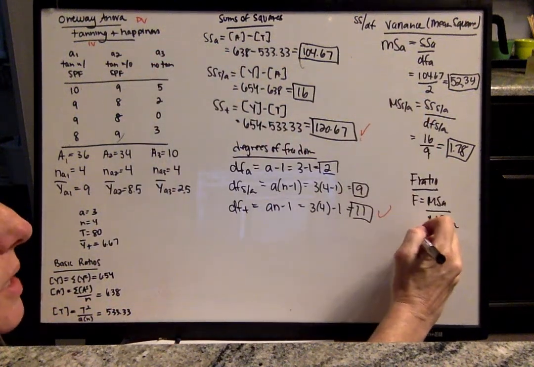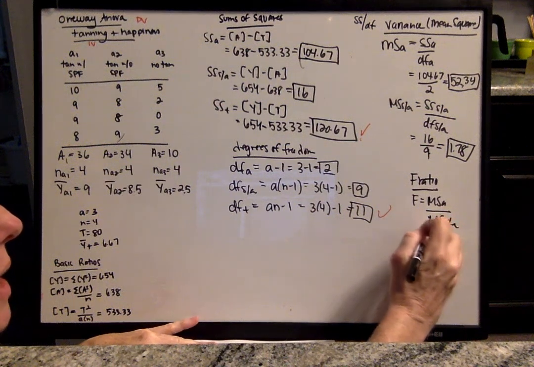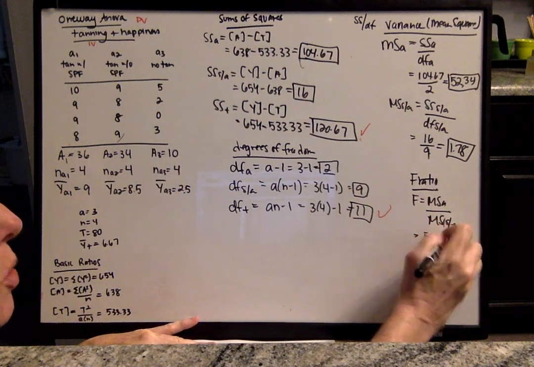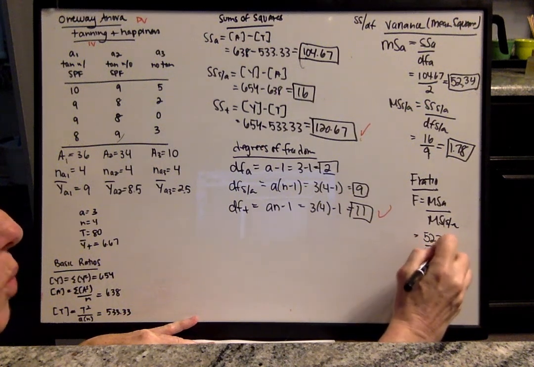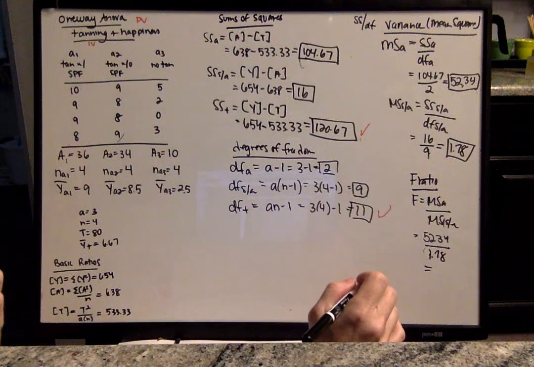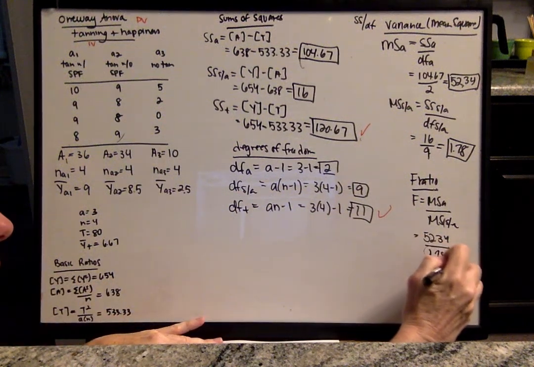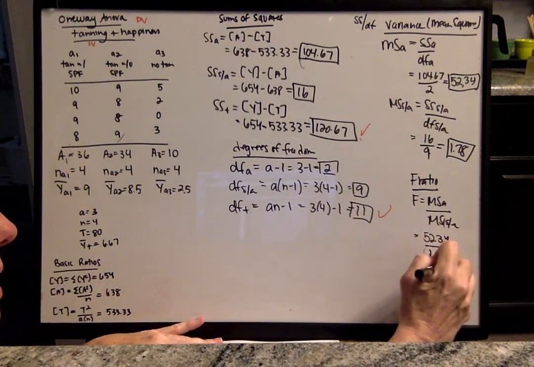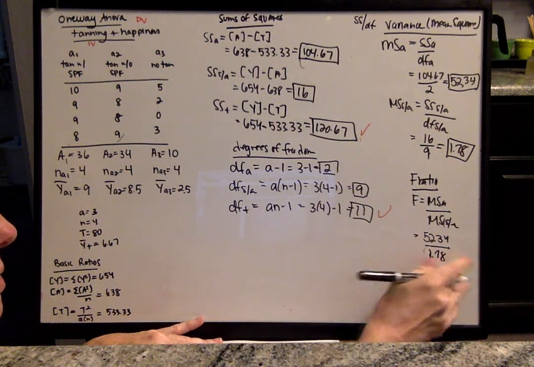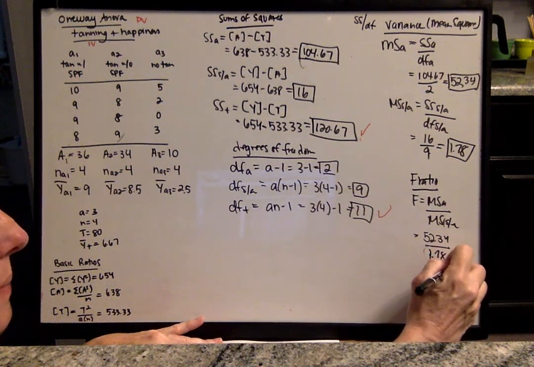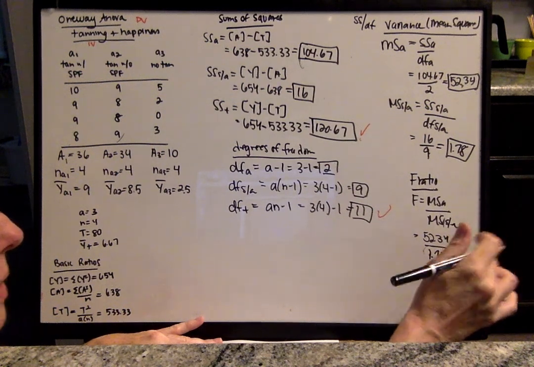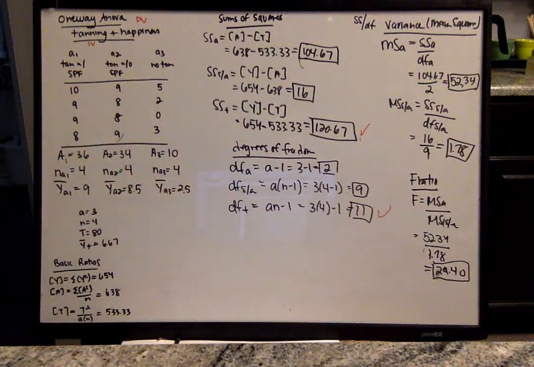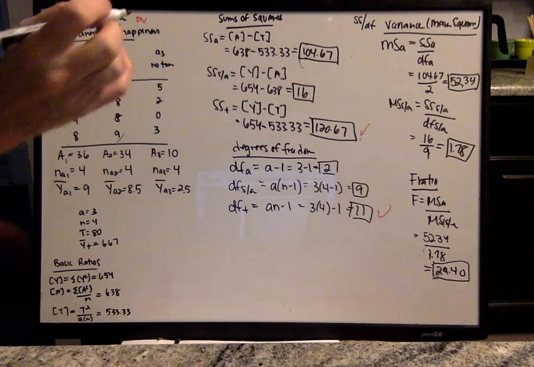All right, so we're just going to plug these 2 numbers in. So our mean square A is 52.34. Our mean square S over A is 1.78. And so when we calculate that out, it equals, I'm going to rewrite that because that was messy, it equals 29.4. All right, so that is the last calculation. Our F ratio in this problem is 29.4.